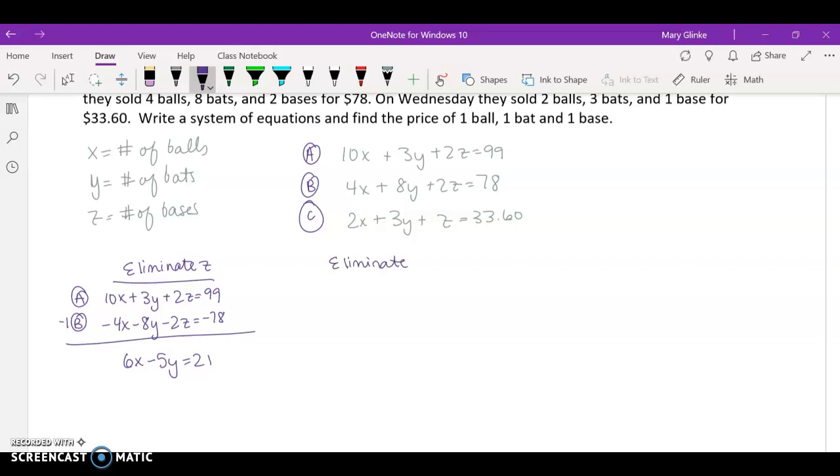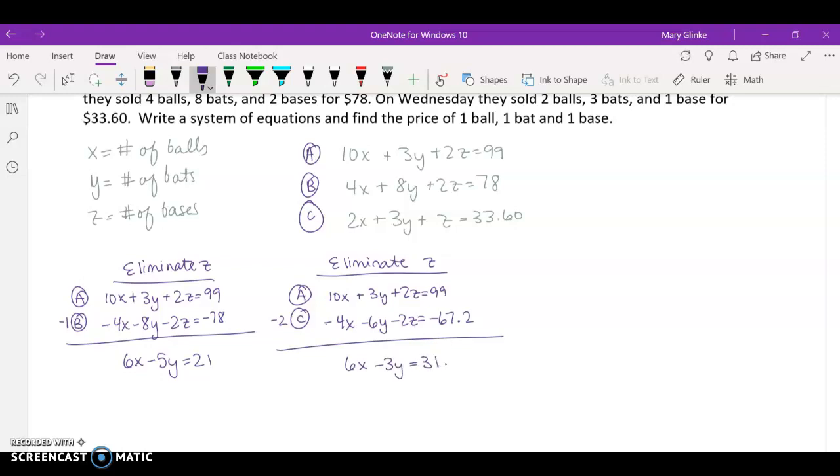I'm going to eliminate the exact same variable once again. And for this one, I'm going to pick A and C, but I have to multiply C by -2. Which gives me -4x minus 6y minus 2z equals -67.2. So I combine those and I get 6x minus 3y equals 31.8. So almost there. I have 2 different times I eliminated z.